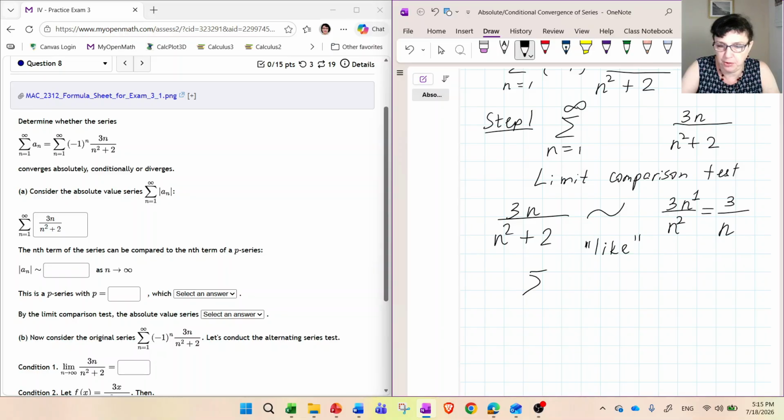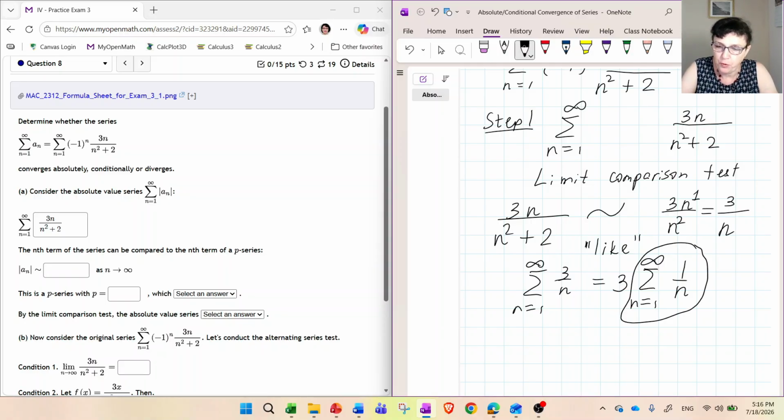Now, what kind of series is 3 divided by n? If you were to take out the 3, which you can always do out of the series because that's a multiple, you're going to get 1 over n. What kind of series is this? This is a p series with p equals 1. In fact, it has a special name.